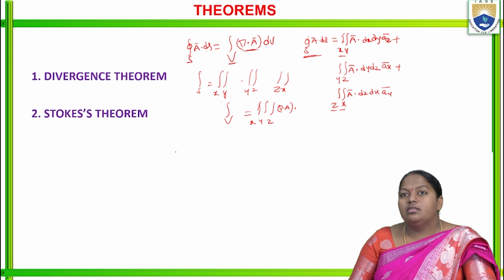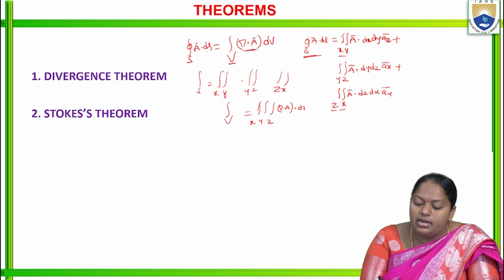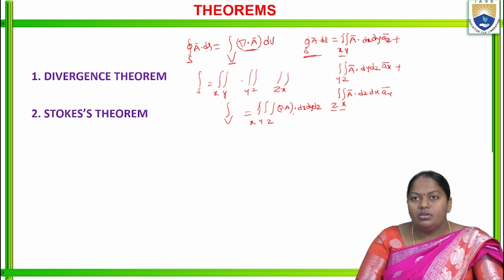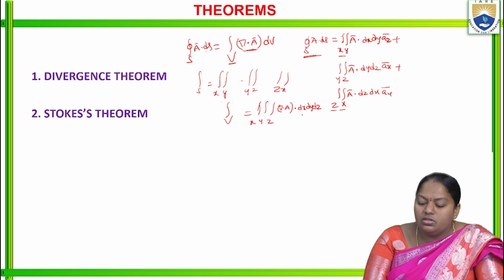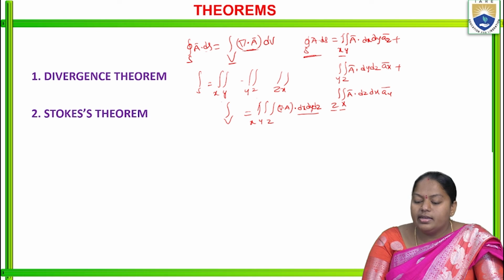So x, y, z are the three variables in Cartesian. We just consider dx, dy, dz in place of dv. Why? Because volume applies to three dimensions, hence we need to multiply three differential components in the Cartesian coordinate system, hence it is dx, dy, dz. Okay, so this is the way we can write the divergence theorem: the closed surface integral over S of A dot ds is equal to the integral over V of del dot A dv.